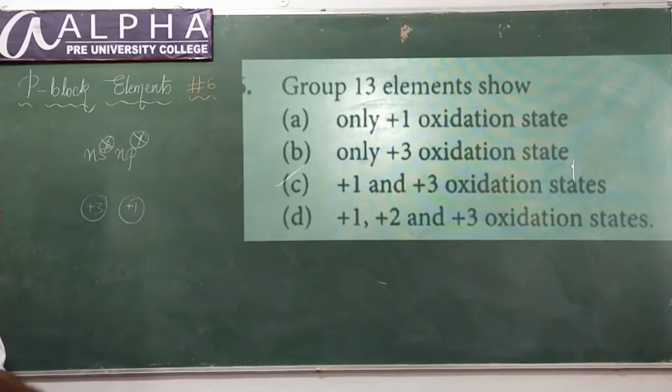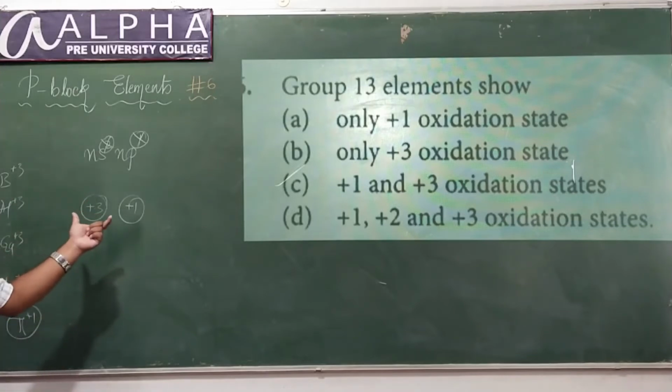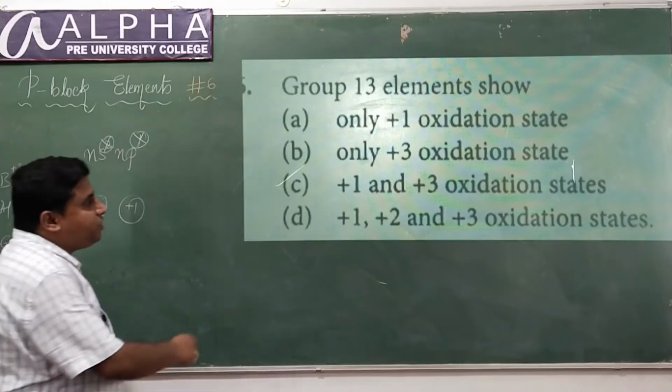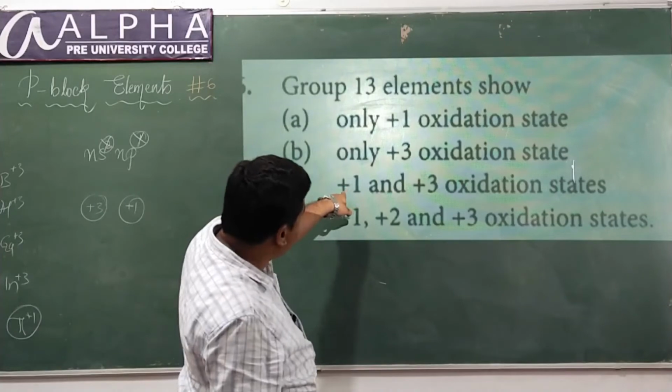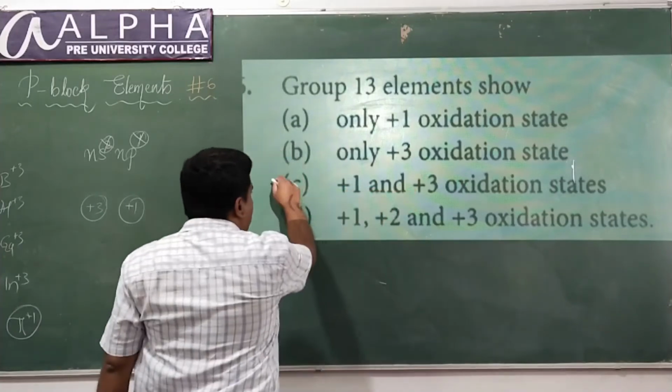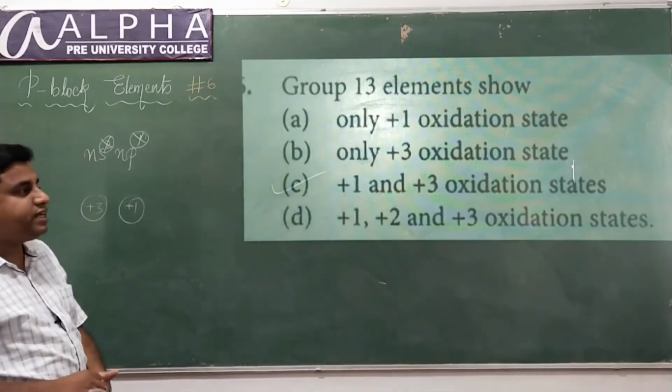I have also told you that boron, aluminium, gallium, indium are stable in the +3 oxidation state, whereas thallium is stable in the +1 oxidation state because of which effect? Inert pair effect. Understood? So what are the common oxidation states of group 13 elements? It is +3 and +1. Therefore the correct answer is option C, +1 oxidation state and +3 oxidation state. Option C is the correct answer.